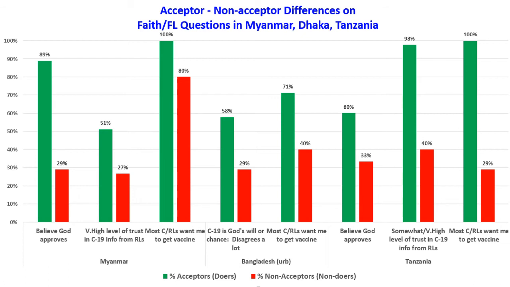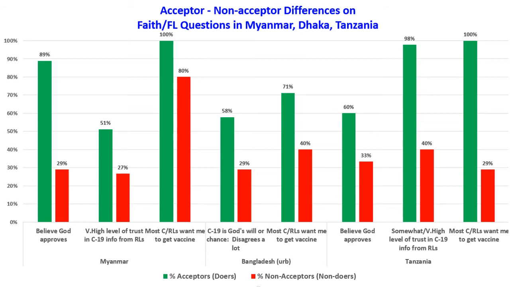We asked whether residents agreed or disagreed with the statement, "Whether I get COVID-19 or not is purely a matter of God's will or chance. The actions I take will have little bearing on whether or not I get COVID-19." And in Dhaka, and these studies were led by colleague Kaliman Bull, we found that acceptors were 1.2 times more likely to disagree a lot with that statement. That is, to believe what they did made a difference.